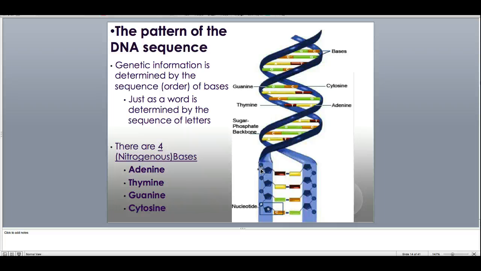The pattern of the DNA sequence is uniform, okay? So the genetic information is determined by the sequence or the order of the bases. So just like a word is determined by the sequence of the letters, the gene is determined by the sequence of the bases. In DNA, there are 4 different kinds of bases: adenine, thymine, guanine, and cytosine, okay? It is very important. You need to remember that those 4 different bases are the types of bases that are in DNA.